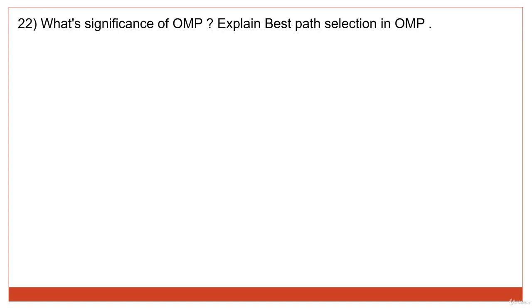The other very important aspect of OMP is that it is the only routing protocol that vSmart understands. So the communication channel between vSmart and VH is only OMP.